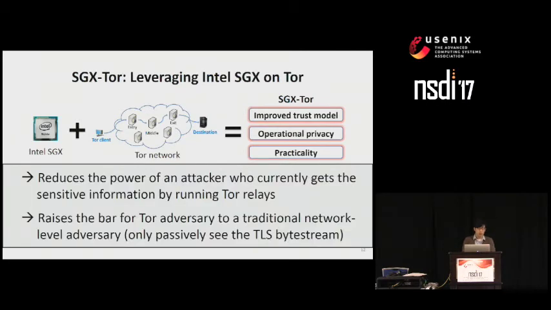In this study, we show that SGX-Tor reduces the power of an attacker who currently gets the sensitive information by running Tor relays. In other words, SGX-Tor raises the bar for a Tor adversary to that of a traditional network-level adversary, who cannot get any information other than passively observing the TLS byte stream.